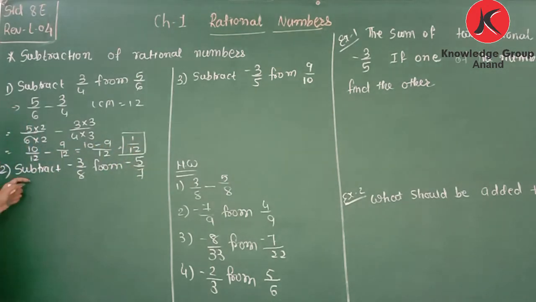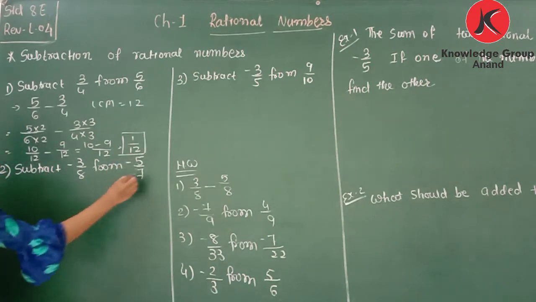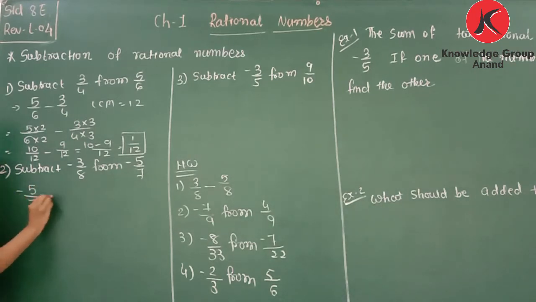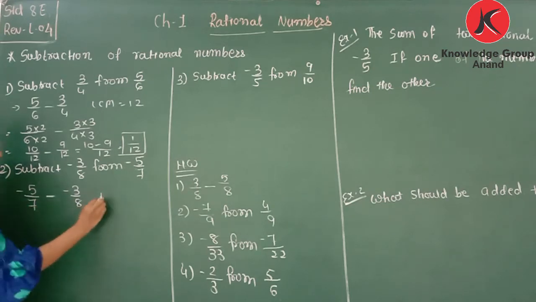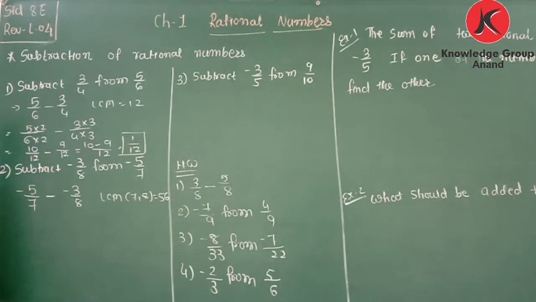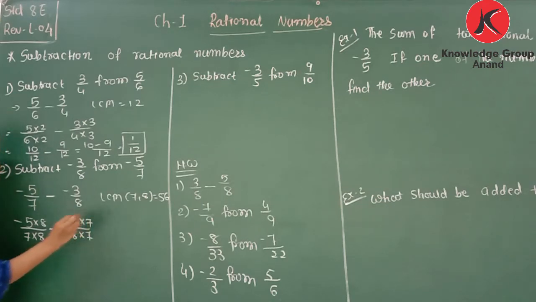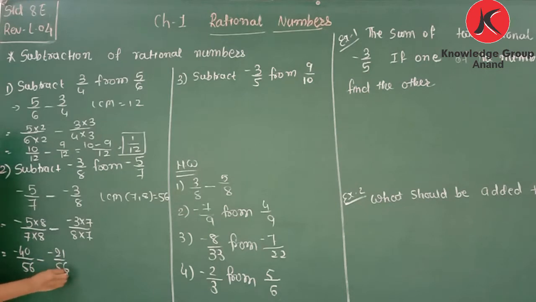Clear? Now next one, subtract minus 3 by 8 from minus 5 by 7. It means from minus 5 by 7, subtract minus 3 by 8. So here again take the LCM. The LCM of 7 and 8 is 56. So here minus 5 by 7 needs to be multiplied by 8, the same in the numerator, and minus 3 by 8 needs to be multiplied by 7 in the numerator and denominator. Minus 40 by 56 minus minus 21 by 56.